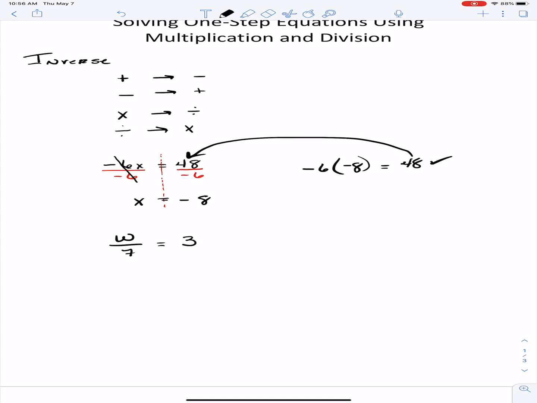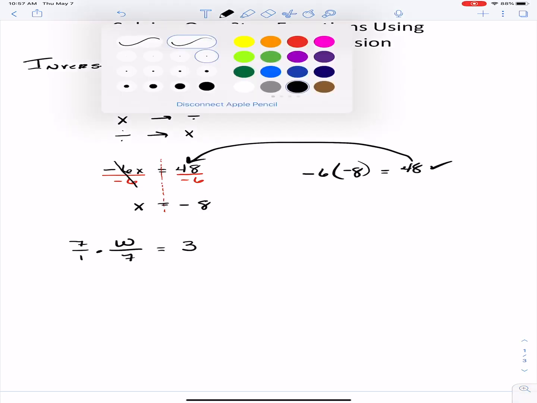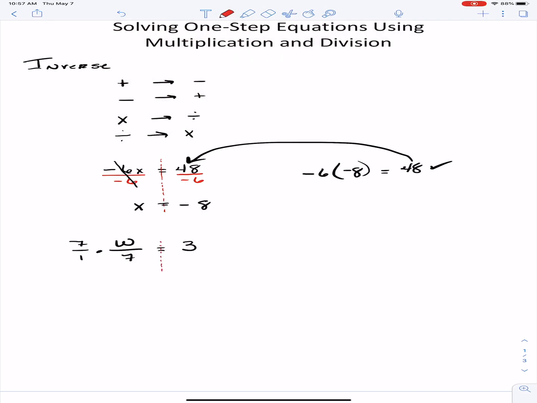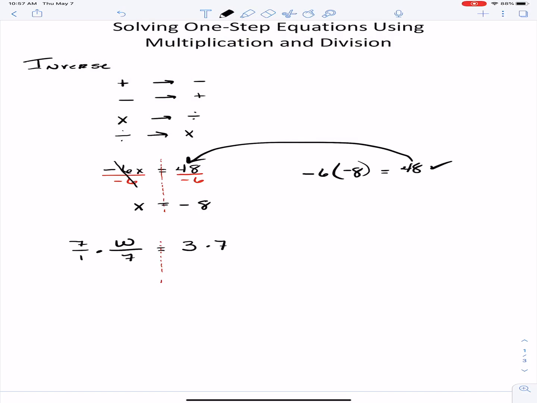So what I want you to do is multiply by the reciprocal. So if your 7 is in your denominator, your 7 will become the numerator. And because we multiplied by 7 on this side of the equation, we need to go to the second side of the equation and multiply it by 7. Okay, well, the 7s are going to simplify each other out and leave you with 1W. 3 times 7 is 21. So we know that W is equal to 21.